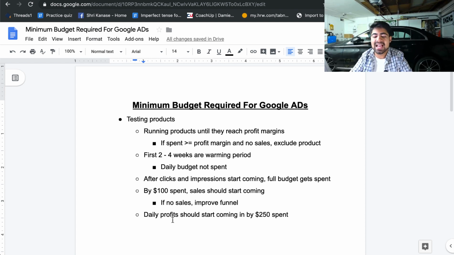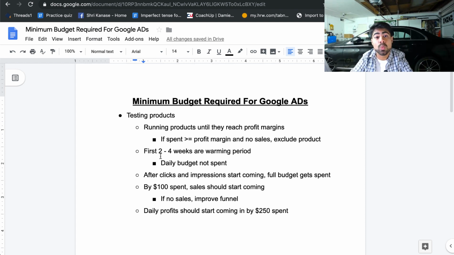But this is exactly how much money you need to get started with Google Ads. A minimum of $250 or more to see some kind of results, possibly profitable results. But again, this is the entire process as to where most of your money will be spent, and it is mostly on testing those products.